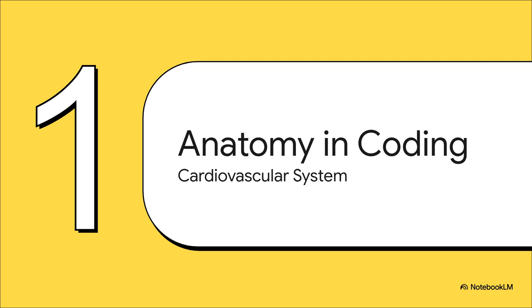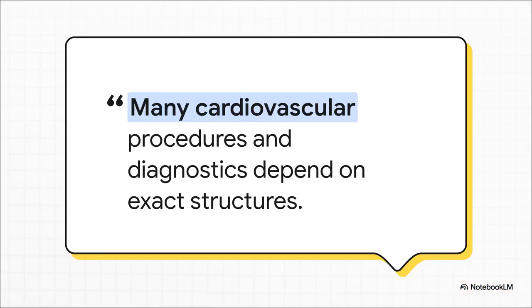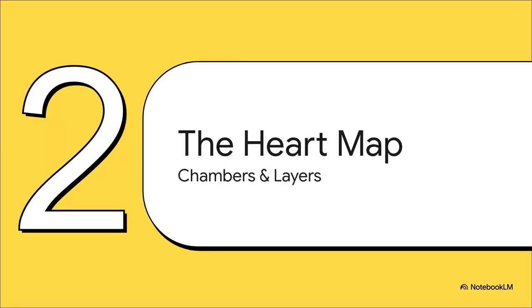We're starting our journey right here to establish exactly why knowing this anatomy is literally the ultimate key to your coding accuracy. The crucial point to remember is you really can't just memorize cardiovascular codes. So many procedures and diagnostics depend entirely on exact anatomical structures. Think about it. If a surgical note mentions the tricuspid valve, but you accidentally code for the mitral, well, you've just failed that claim. You absolutely have to understand the specific chambers, valves, and vascular territories involved to get it right. Moving on to Section 2, the heart map.